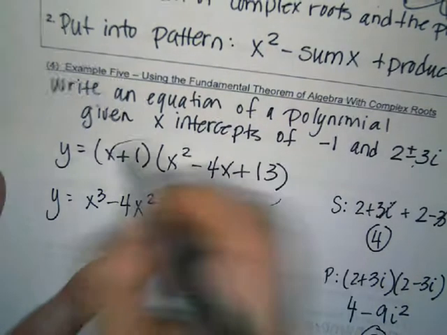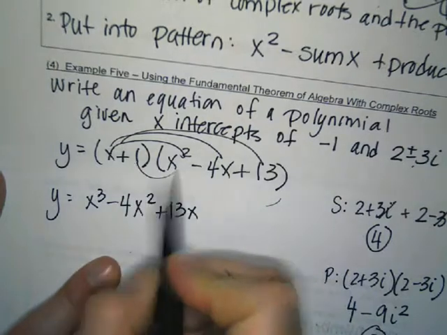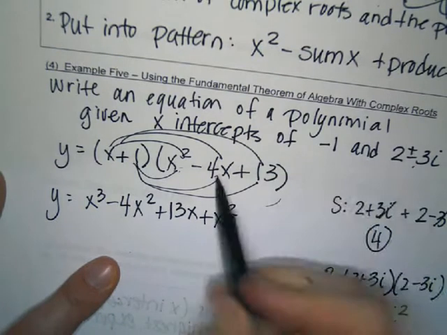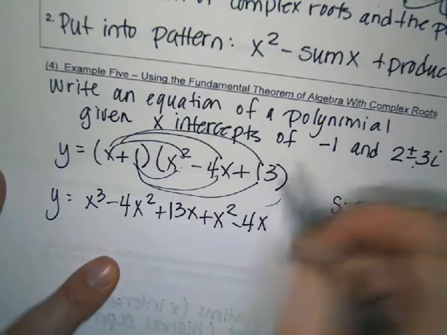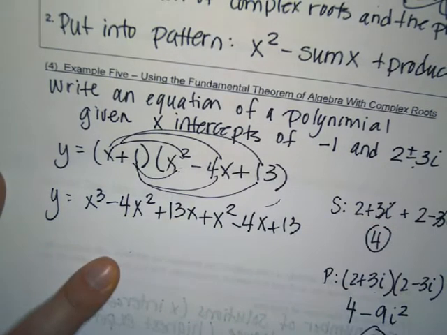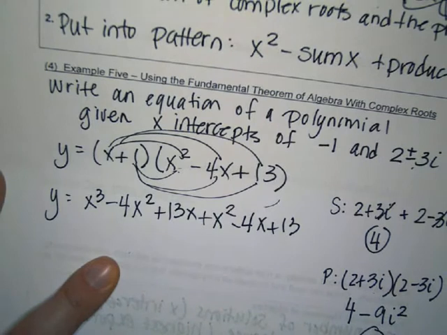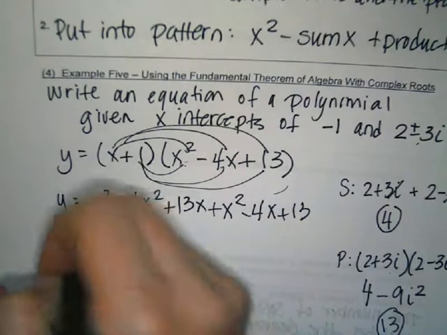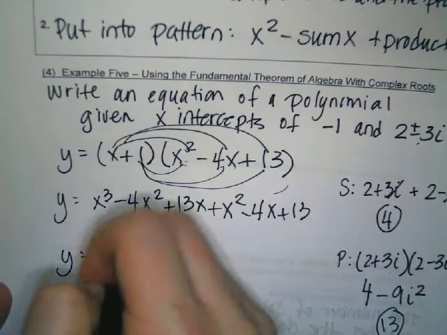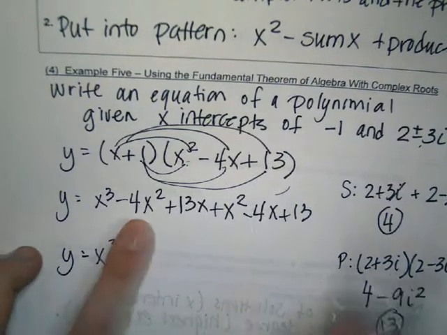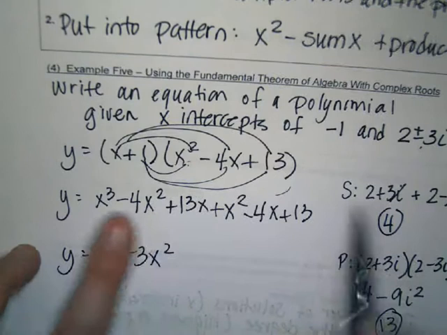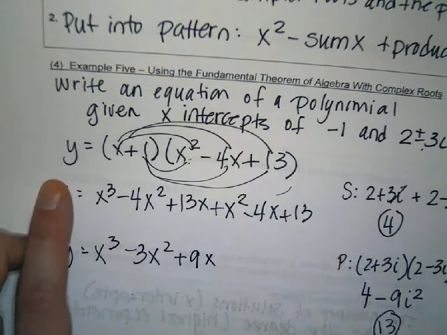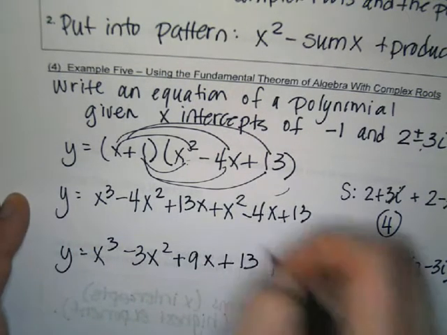So I'm just distributing this through. And then I'm going to distribute 1 through. So 1 times x squared gives me x squared. 1 times -4 gives me -4x. 1 times 13 gives me 13. Okay, now what is my final step here? Add up the like terms. So y equals x cubed. -4x squared plus x squared gives me -3. 13x plus -4x gives me positive 9x. And my last term is 13.